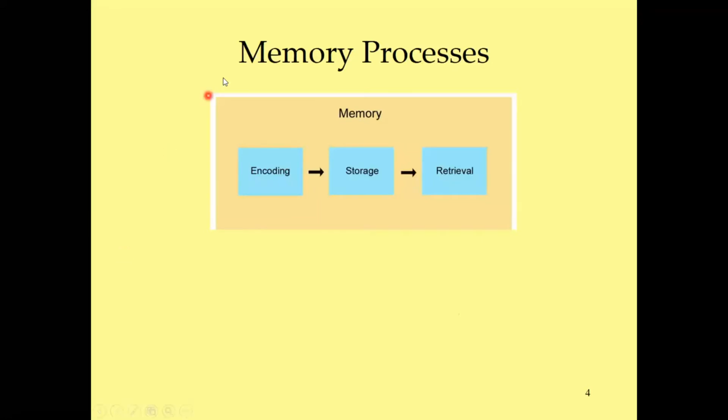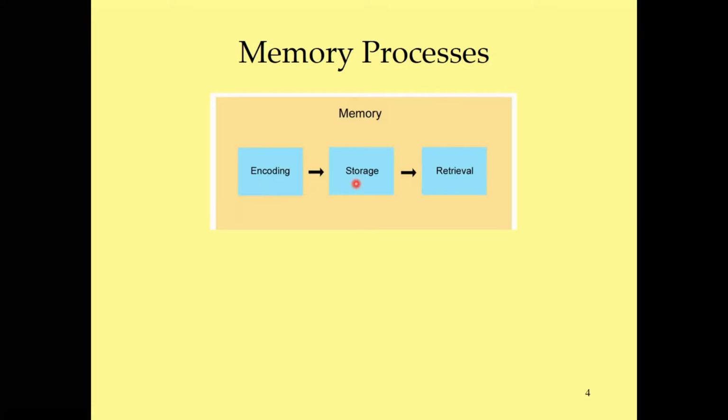Okay, so we can then look at the process of memory as a three-step process. First, we have the process of encoding. This is getting information into a form that our nervous system can work with. In the case of our nervous system, that form is neural impulses. That then is followed by the storage process. The process of storage involves the formation of neural networks which store the memory.